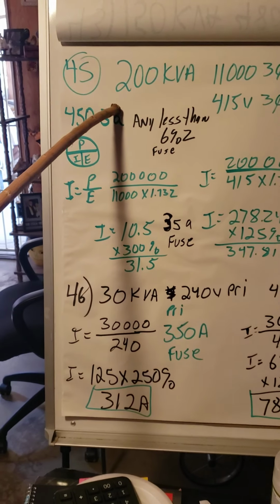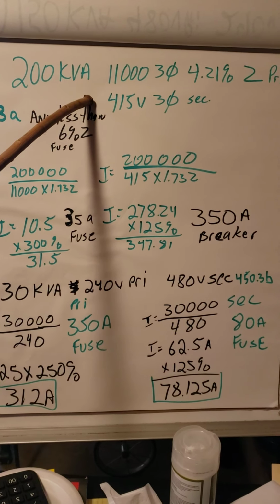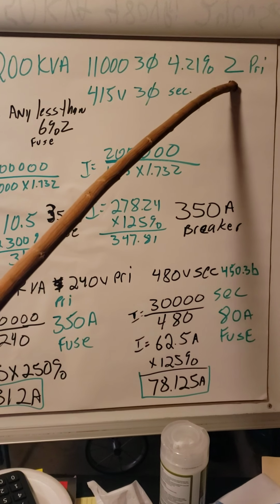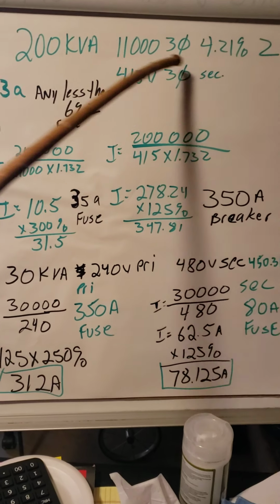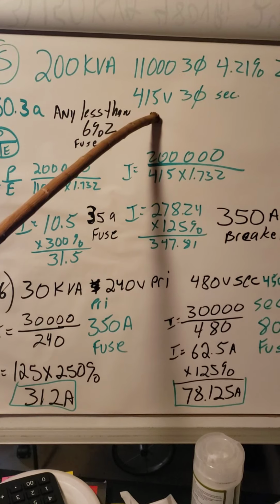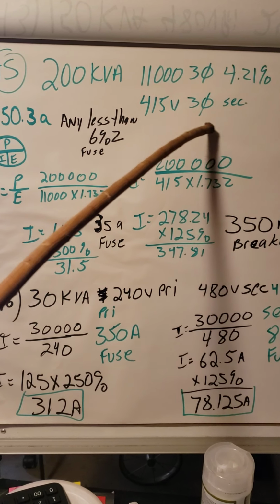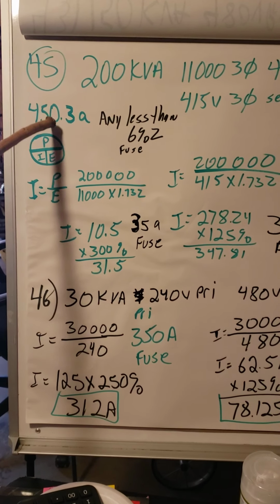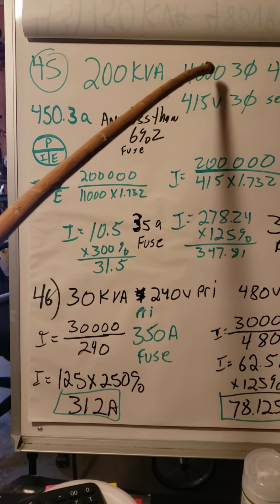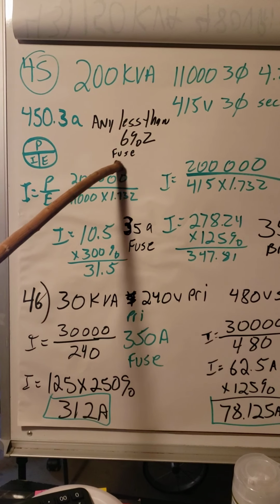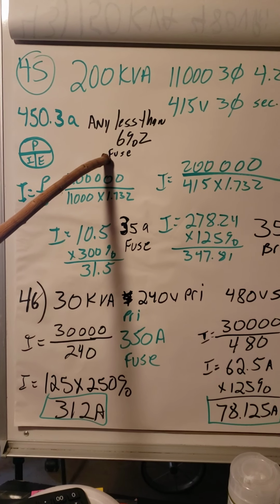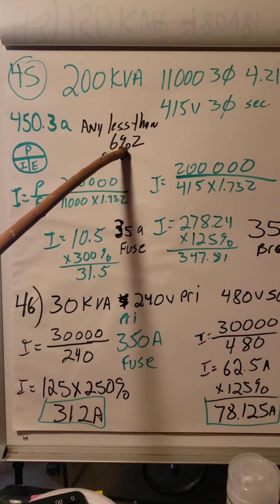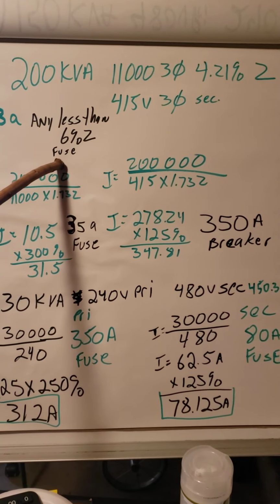I got a 200 kVA, 11,000 volts, 3-phase on the primary, 4.21% impedance. On the secondary, I got 415 volts, 3-phase. Again, going to 450.3A. I'm over 1,000 volts on my primary. So it says any. Again, I did not give you a supervisory location, so I just go to any, less than 6% impedance, a fuse.